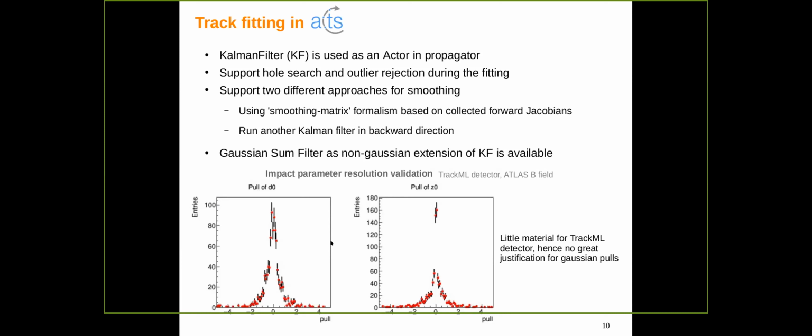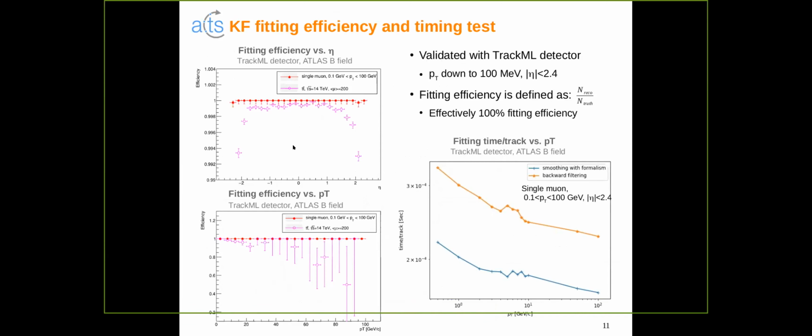And so this plot here is trying to validate the fitting resolution with the Kalman filter. One thing to mention here is that this is not a very perfect Gaussian because we have very little material in the TrackML detector to justify a Gaussian pull. And these plots are the fitting efficiency and some timing tests. So we are validating the performance with the TrackML detector setup and with pT down to 100 MeV and the eta in the barrel, smaller than 2.4.